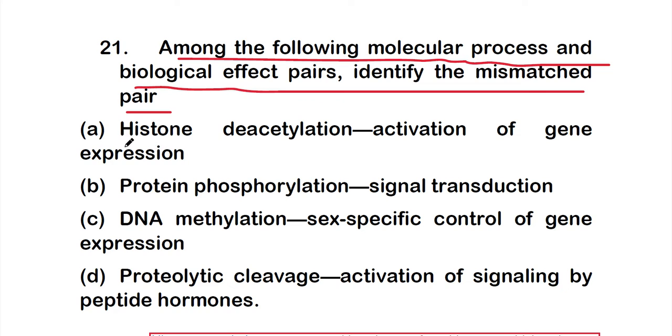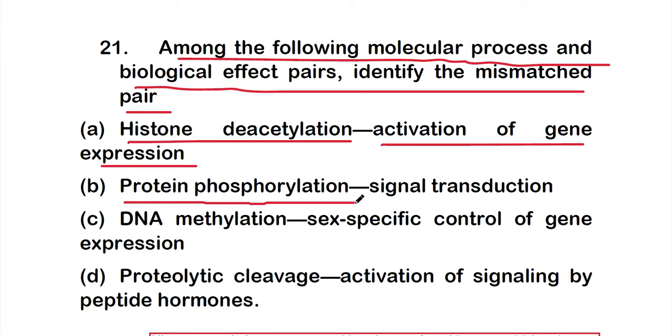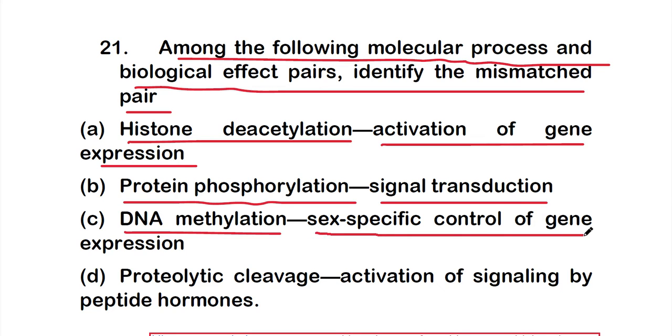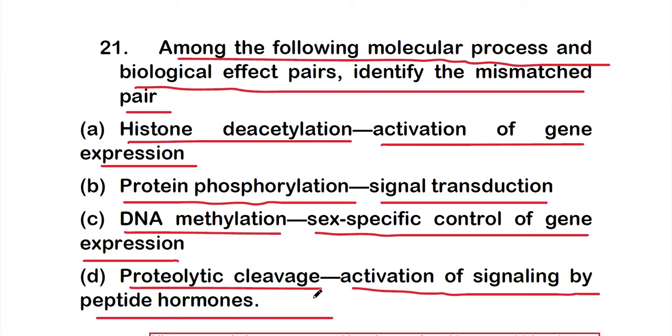The options are: option A, histone deacetylation is matched with activation of gene expression. Option B, protein phosphorylation is matched with signal transduction. Option C, DNA methylation is used in sex specific control of gene expression. And option D, proteolytic cleavage is related to activation of signaling by peptide hormones. So which matching is not true?